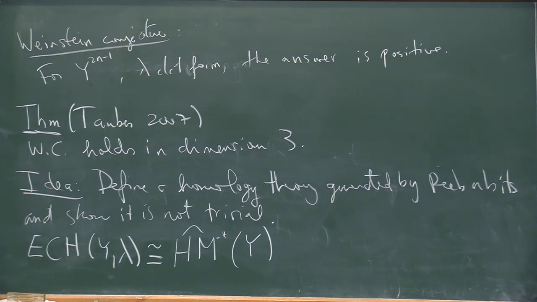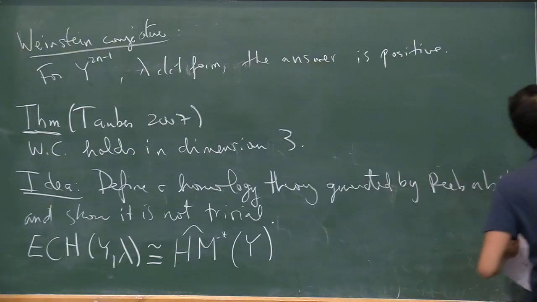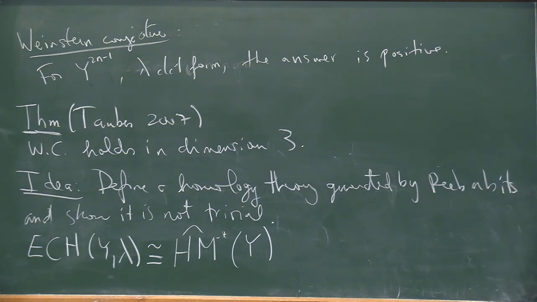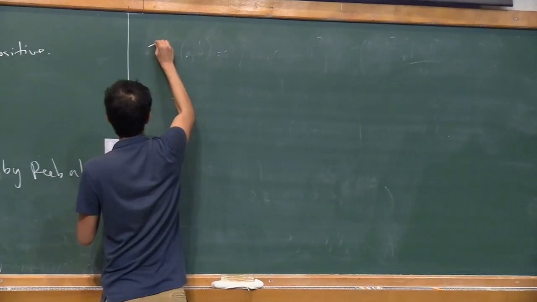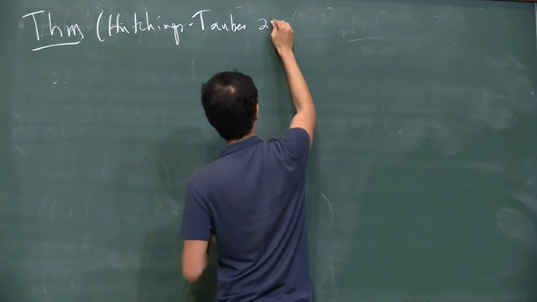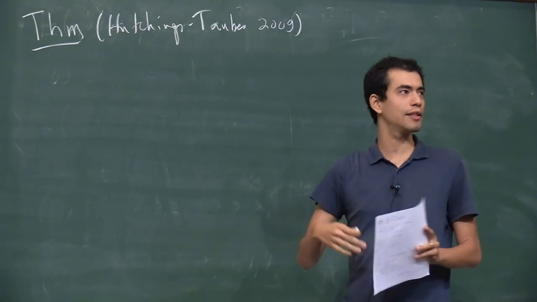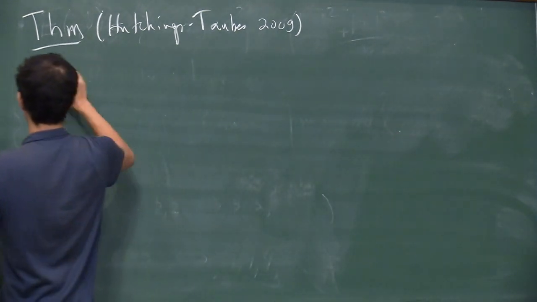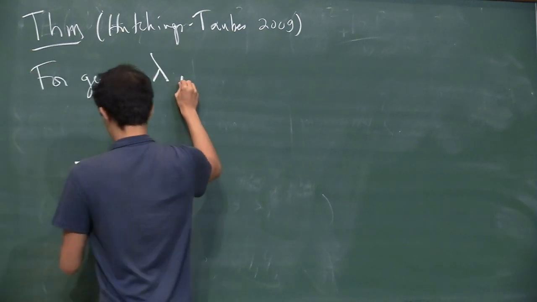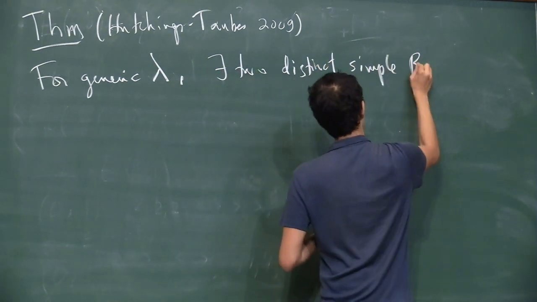Okay. Any questions? Let me tell you a few other refinements of the Weinstein conjecture that one can prove with ECH. A little bit after Taubes proved this isomorphism, Hutchings and Taubes realized that they can do more than just the Weinstein conjecture. So, a theorem from Hutchings and Taubes, around 2009, I don't know exactly when it was published. They proved the Weinstein conjecture for what are called stable Hamiltonian structures, which is just a generalization of contact forms. But in particular, they also proved that for generic lambda, there exist at least two distinct simple Reeb orbits.